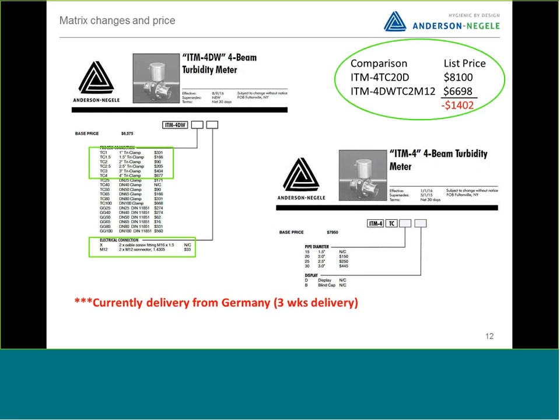Some of the matrix changes and the price difference. Probably the whole crux here was, well, you've taken these materials and made the changes. How does it affect the end result, which is list price on this device? And so on the left, I've got an ITM4DW price page, and you can see that what's important is we do have 3 fitting types listed, and we want to make darn sure we're ordering the first set, which is the ASME tri-clamps. So TC1, 1.5, TC2, these are the choices we want to make.